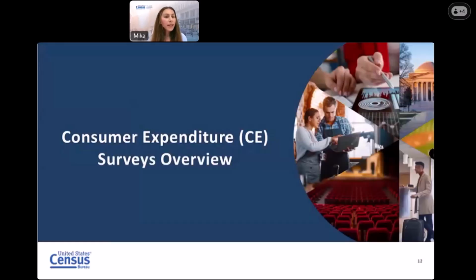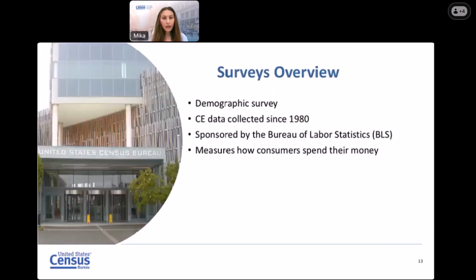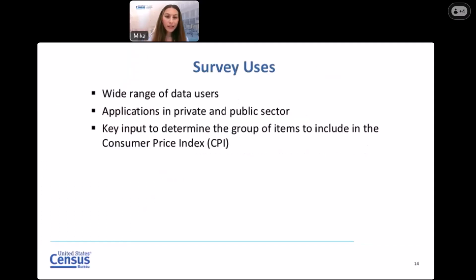So starting with the Consumer Expenditure Surveys overview. First of all, the Consumer Expenditure Surveys are demographic surveys. So that means we measure people, not governments or businesses. The consumer expenditure data has been collected since 1980, and our work is sponsored by the Bureau of Labor Statistics, or BLS. The main focus of the surveys is to measure how consumers spend their money on a range of expenditures ranging from housing, transportation, healthcare, the whole gamut.